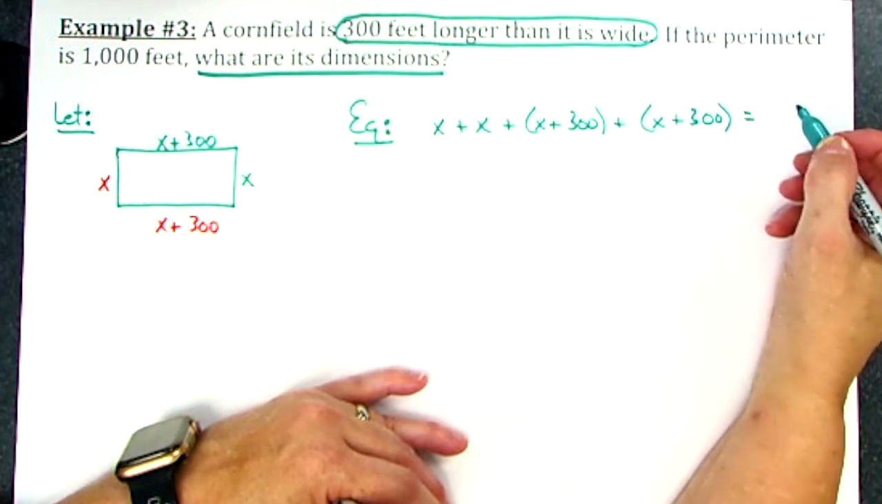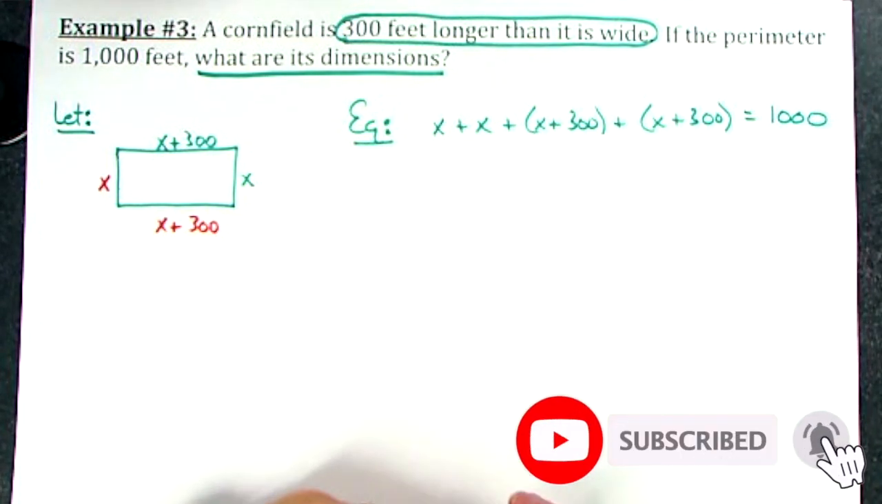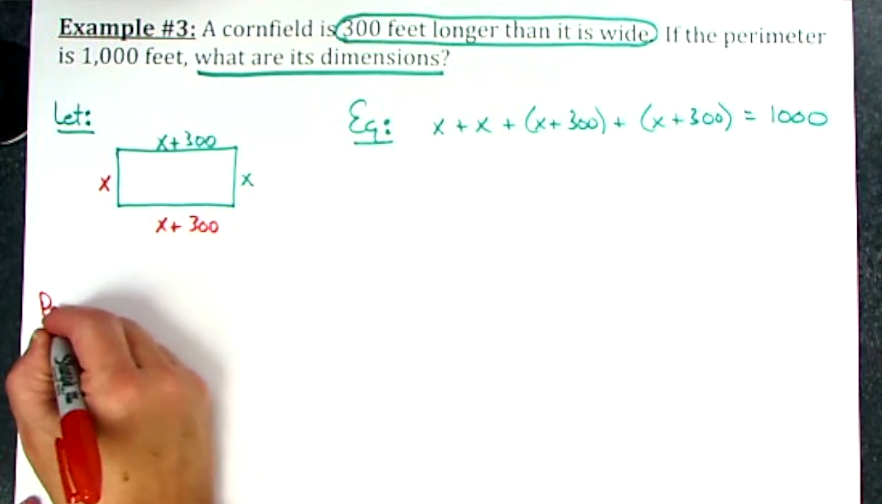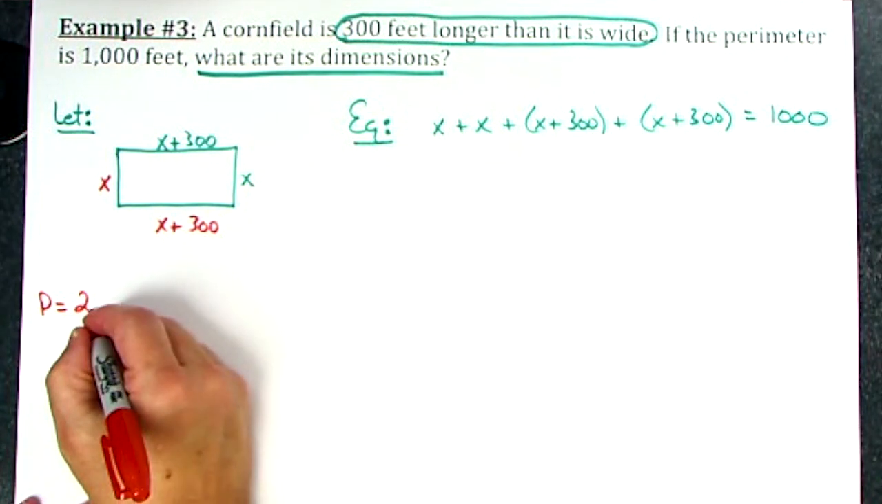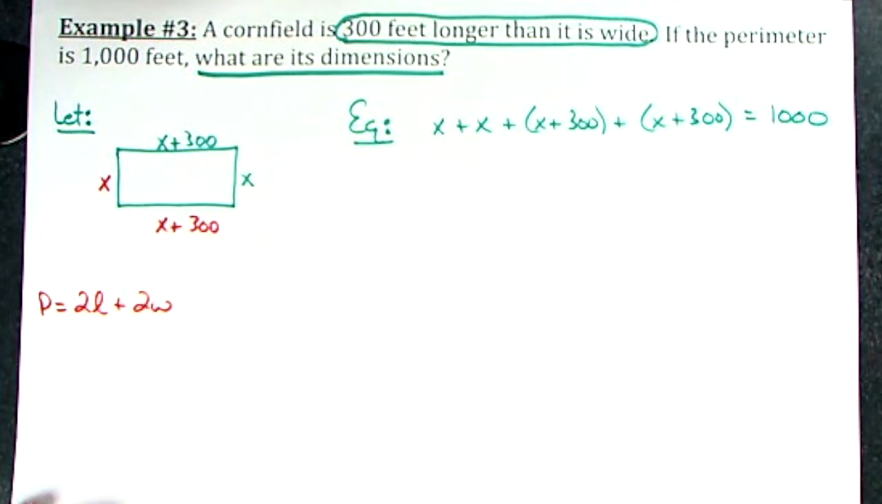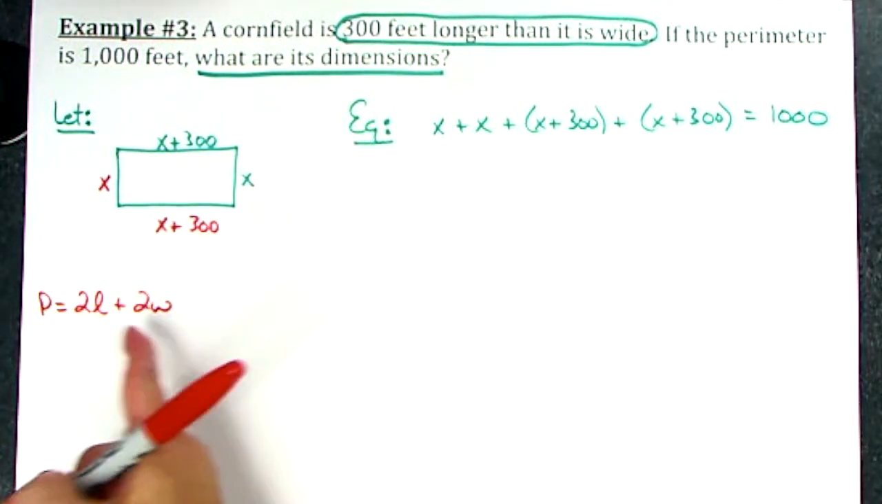And then what did we say? It was 1,000. So 1,000 feet. Okay, that one's an acceptable one. All right, another one. If you remember that formula, perimeter equals 2 times the length plus 2 times the width. You could write that formula as well. 2 times the length, 2 times the width, and I don't care whether the width is first or the length is first.